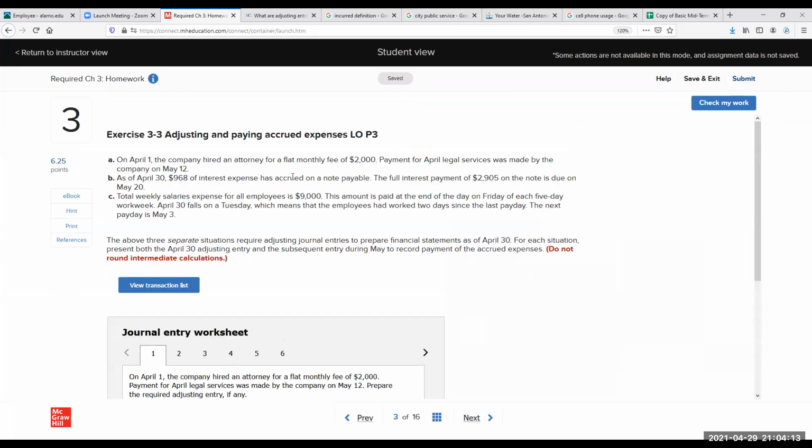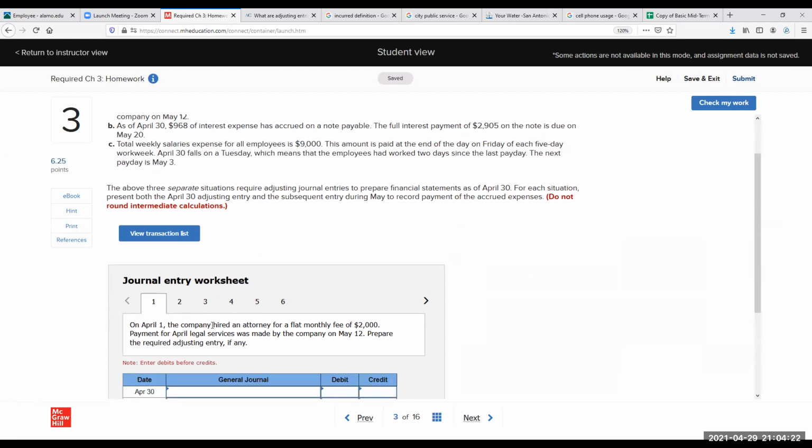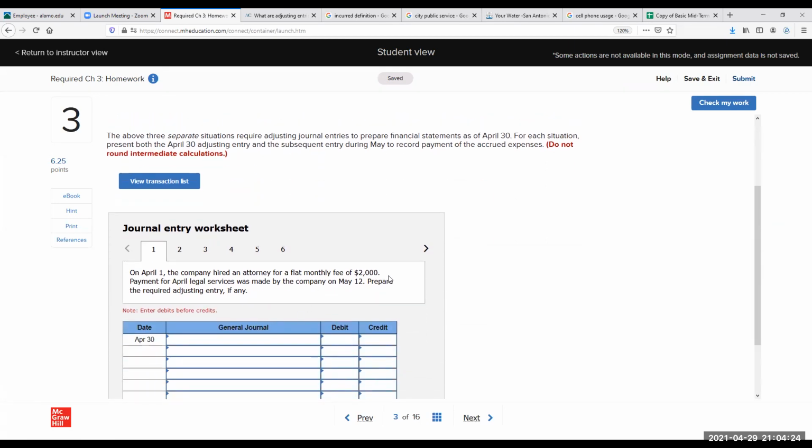On April 1st, the company hired an attorney for a monthly fee of $2,000. Payment for April legal service was made by the company on May 12th. On April 1st, the company hired an attorney for a flat monthly fee of $2,000. Payment for April legal service was made by the company on May 12th. Prepare the adjusted entry if any.